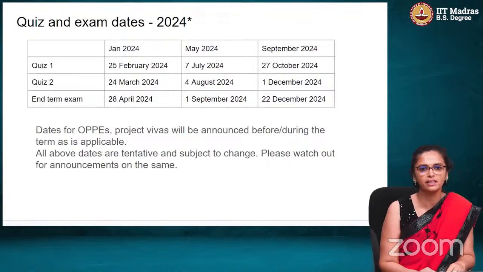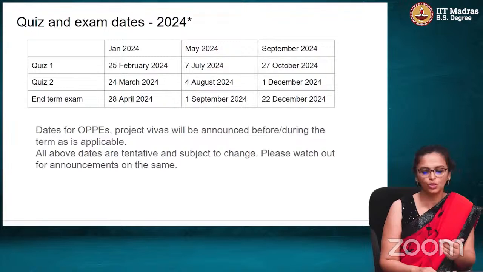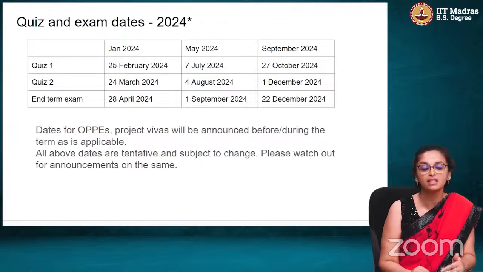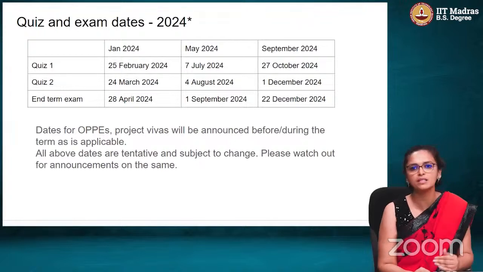But for all the other terms, May term and September term, we will define the dates for the OPPs and any other assessment components just before the term is released. Do read our emails and announcements in case we make any change. We should not be making any change in these assessment dates, but if at all, please watch out for our announcements, emails, and WhatsApp messages to see whether there are any changes in the proposed dates.